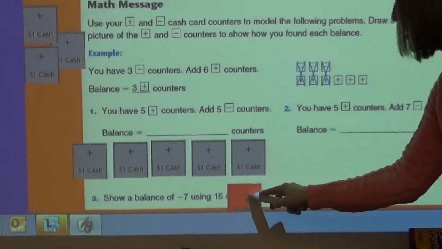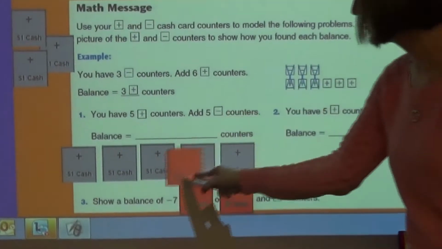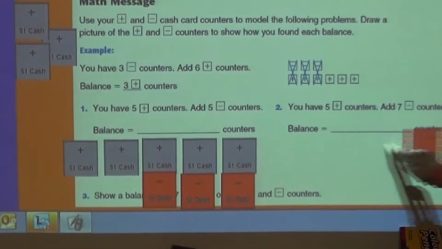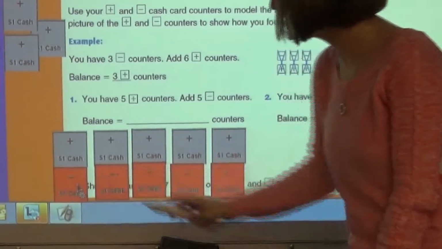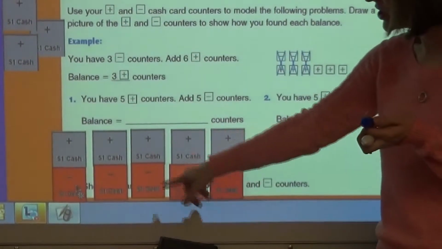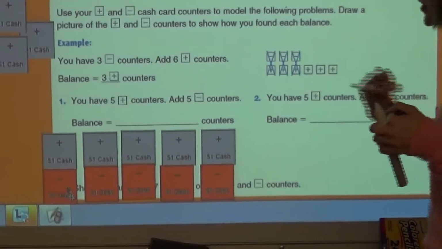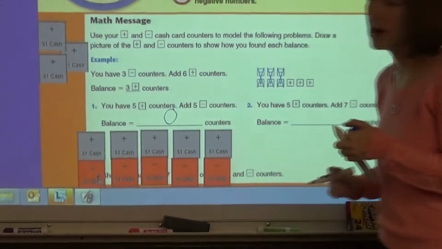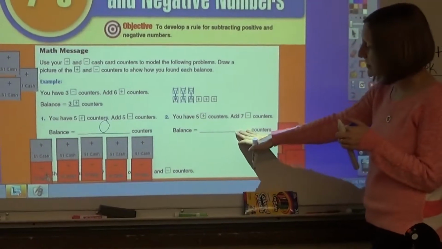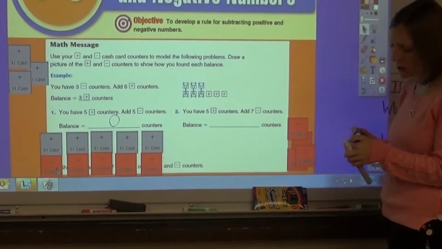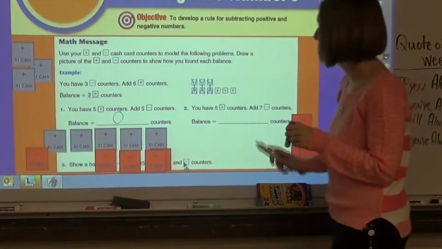So again, if I line those up underneath, there's 1, 2, 3, 4, 5. I can tell very quickly that these are all going to cancel each other out because a positive and a negative would cancel each other. And so my balance for this one would be 0 because I don't have any positive or negative counters left over. Okay, so you'll try the same strategy for number 2, and then there's another one down here that you will try as well for number 3.